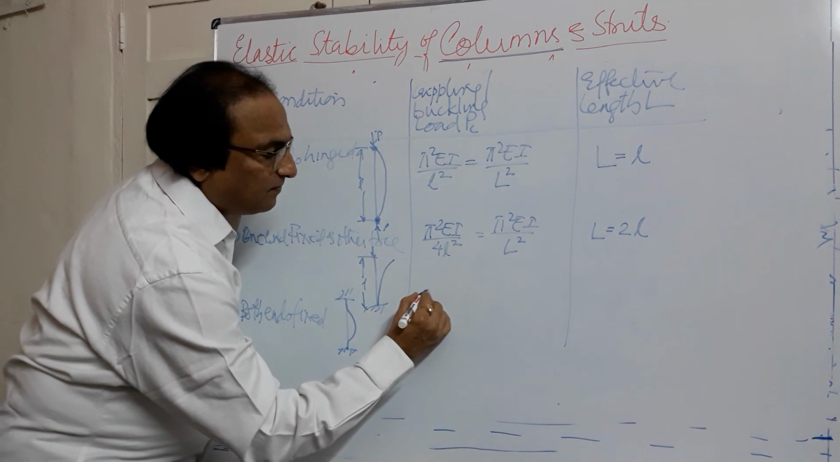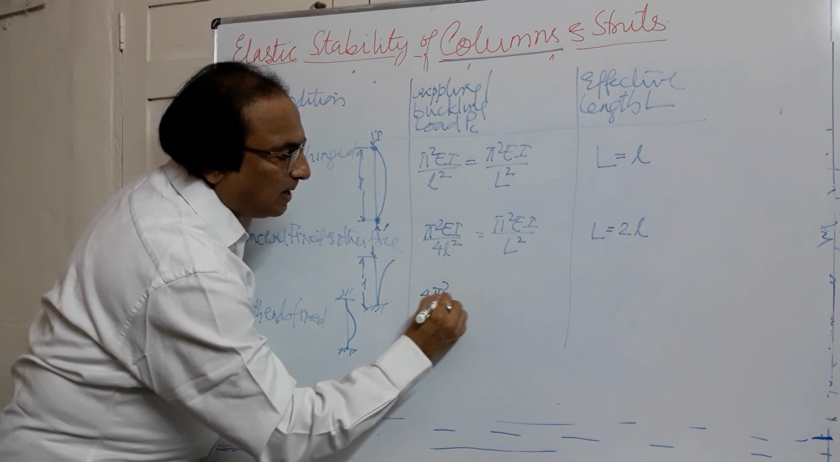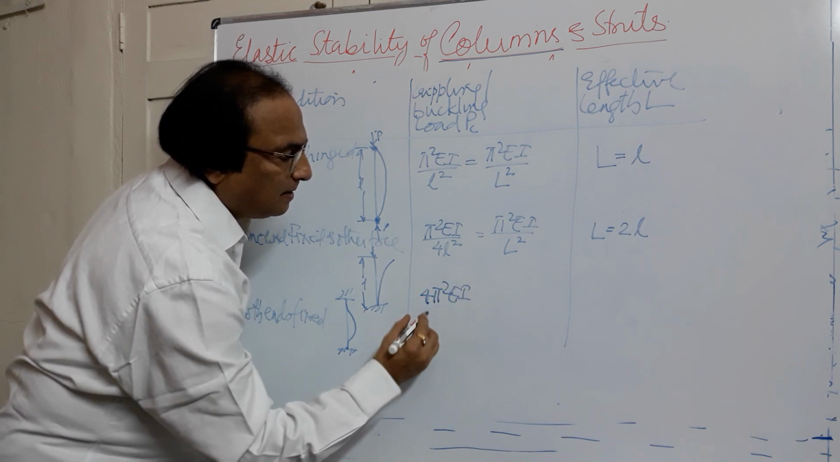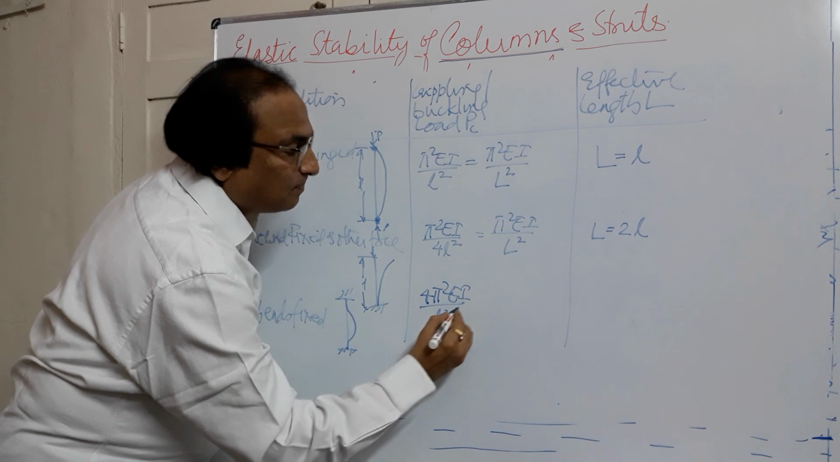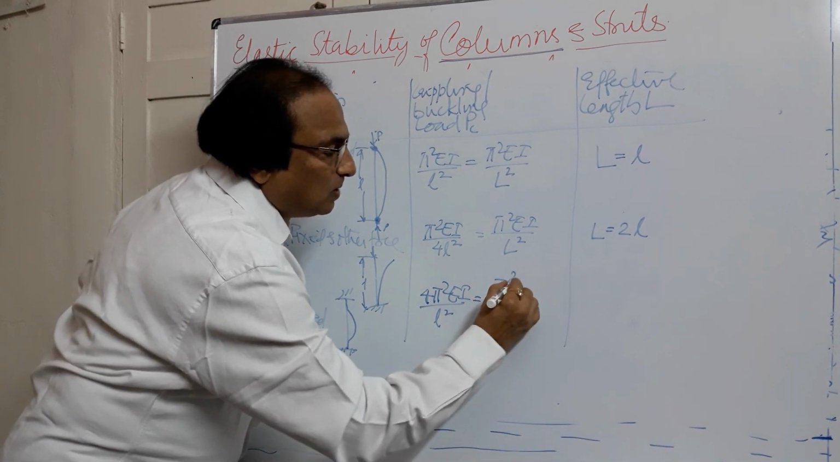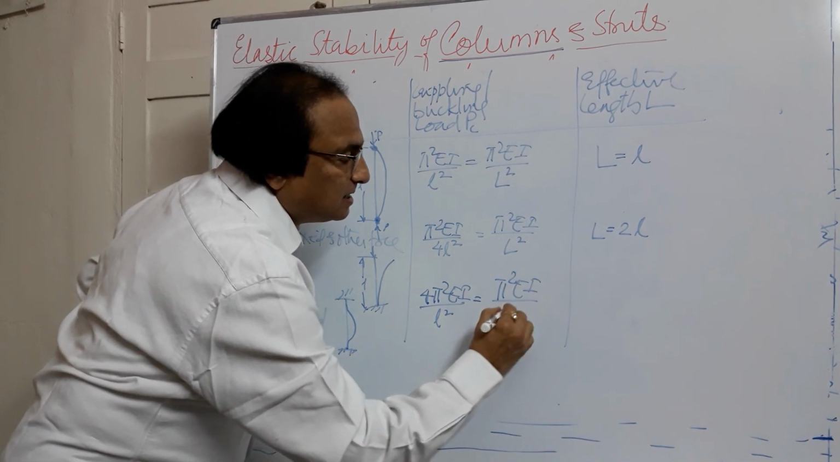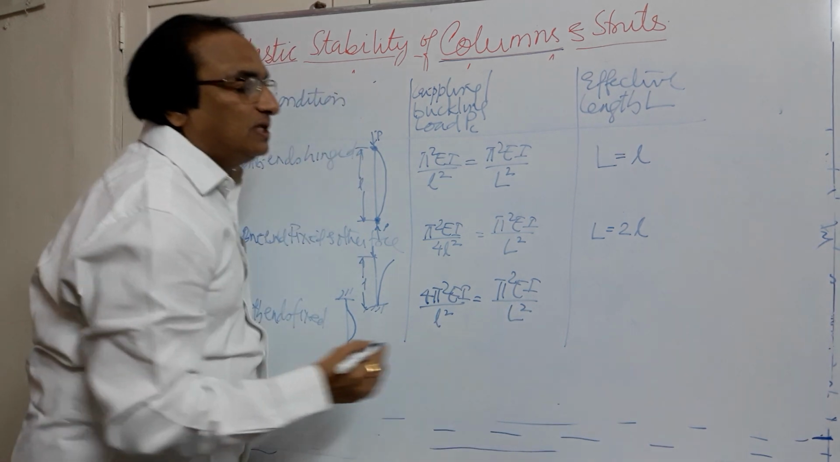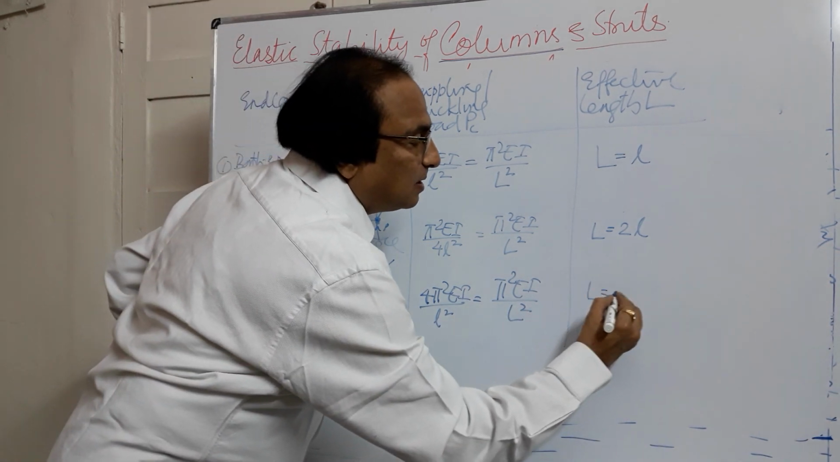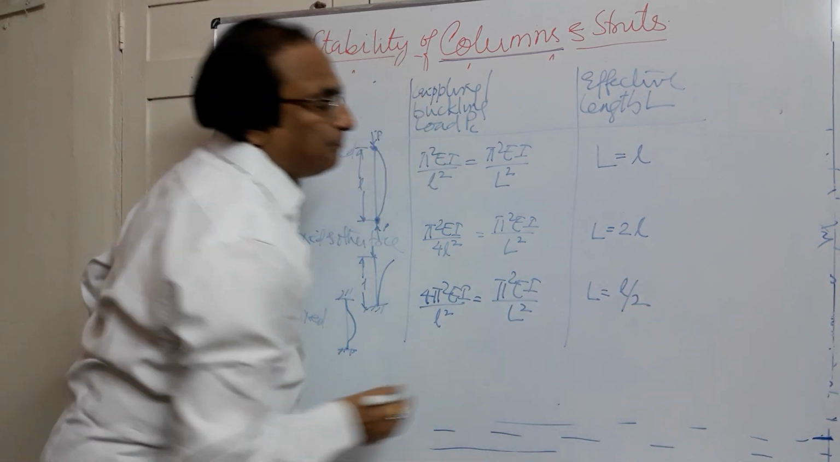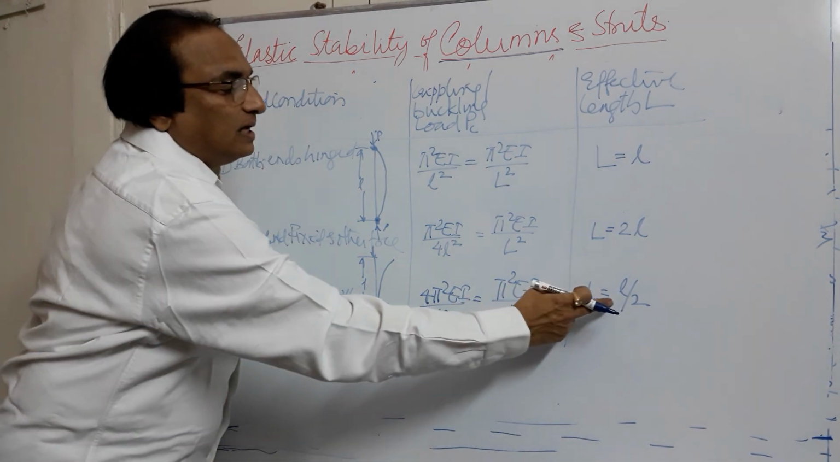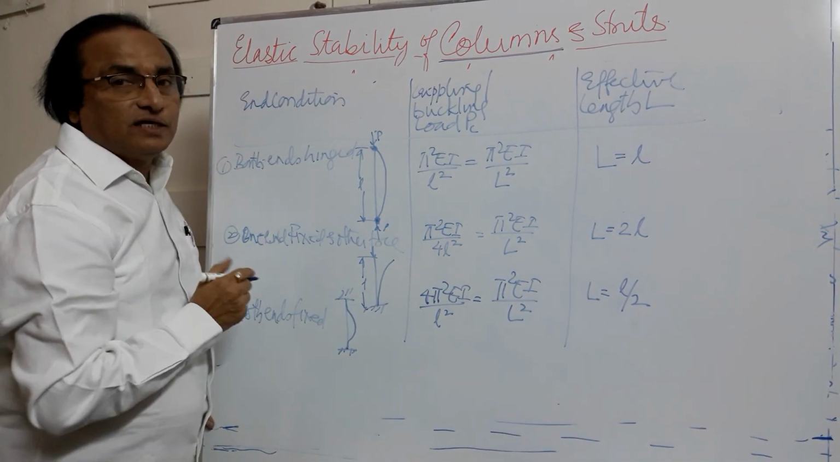If both the ends are fixed, then the formula is 4 pi squared EI by L squared. If I write this as pi squared EI by L squared, our general formula, this effective length L will be equal to L by 2. If I substitute L equal to L by 2, I will get the same formula.